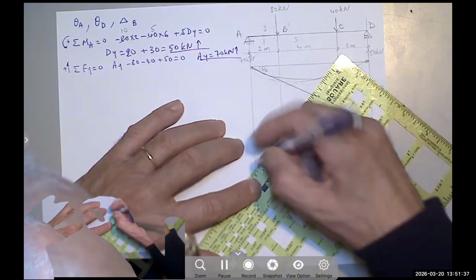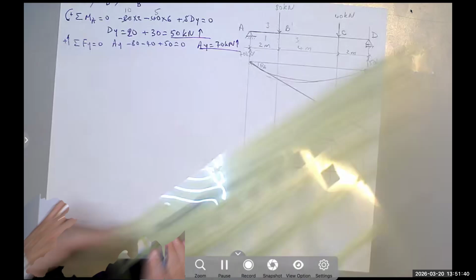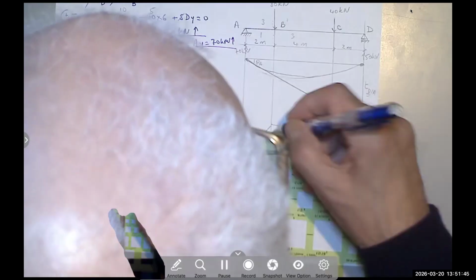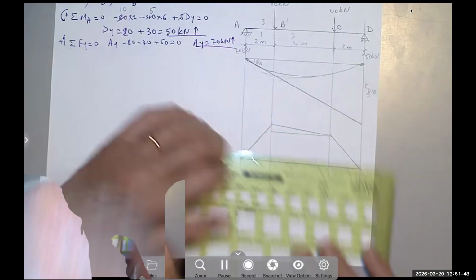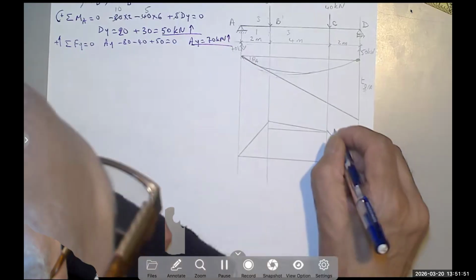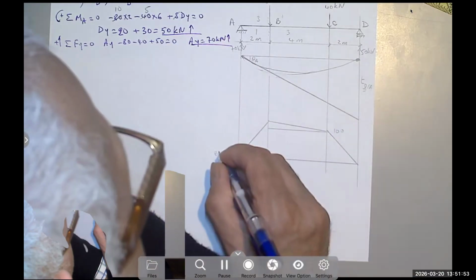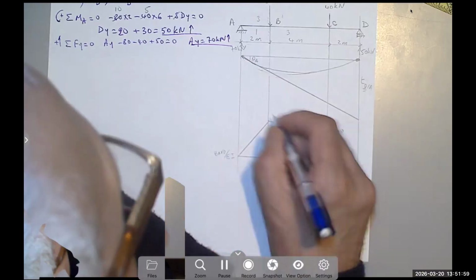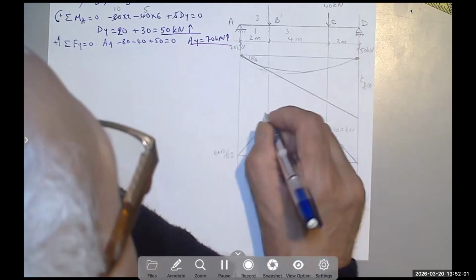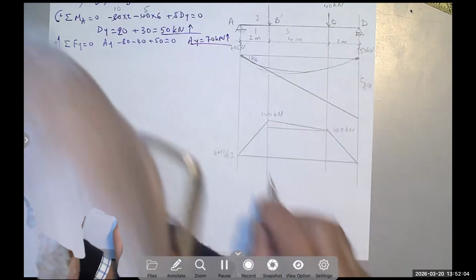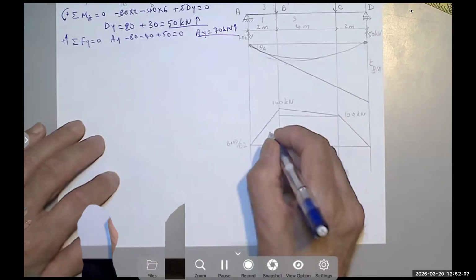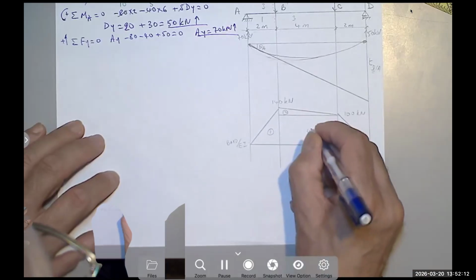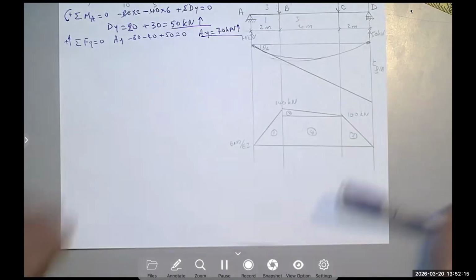So you can see I have two triangles and a trapezoid. I can divide the trapezoid into a triangle and rectangle, so it's much easier to calculate the centroids and stuff like that. So this is 100. If I say this is bending moment diagram divided by EI, so I can write here 100 kilonewton and here 140 kilonewton, and that's it. I have three triangles, so let's call them 1, 2, and 3. And I have one rectangle, so that's shape number 4.